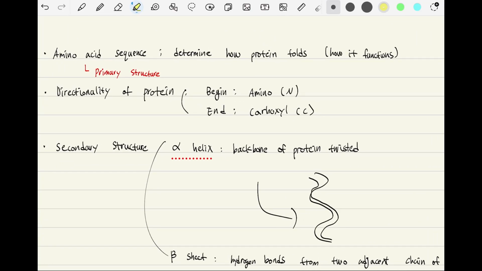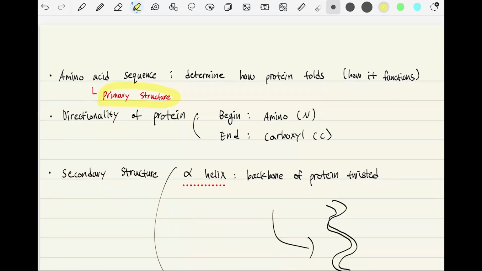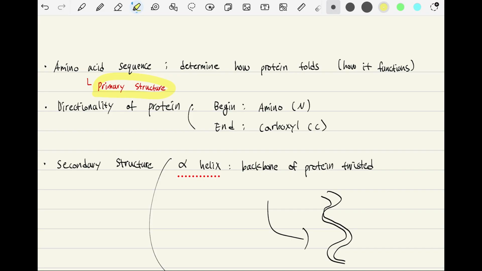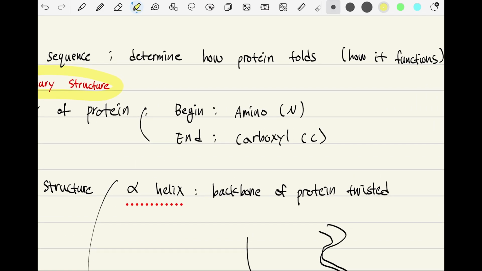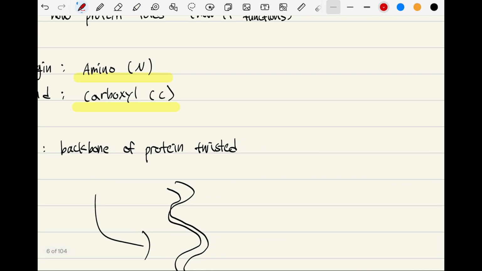Now let's talk about some characteristics of amino acids. The amino acid sequence, which we call the primary structure, determines how a protein folds, which means that it determines how the protein functions. The directionality of a protein begins with the amino group at the start and usually ends with the carboxyl group. So when they form a bond, it's going to be something like this.